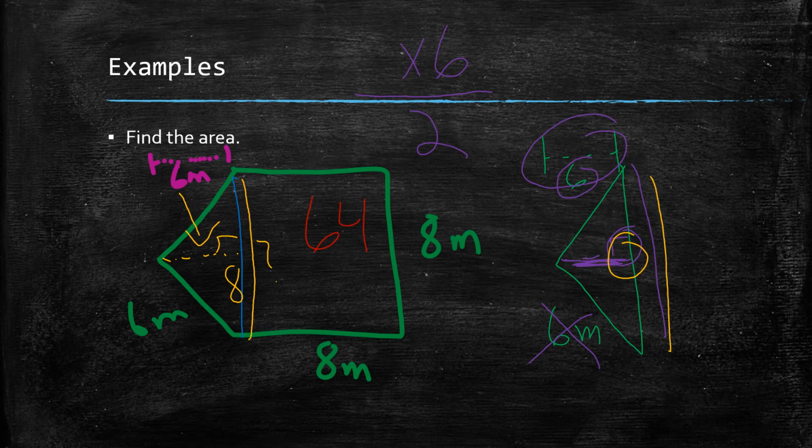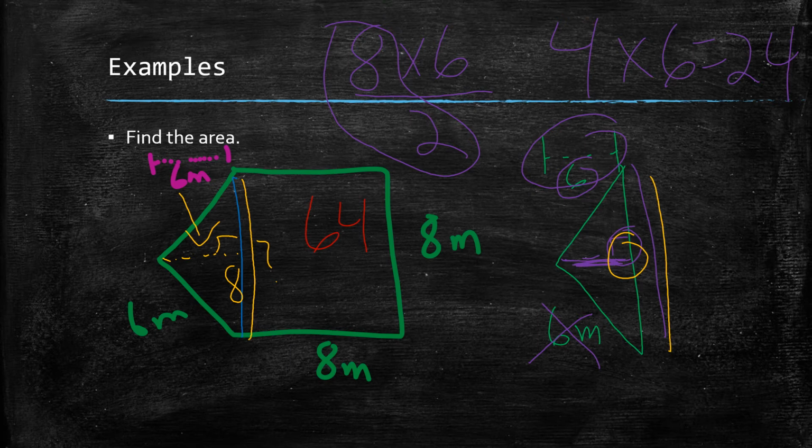So my problem is going to be 8, that's the base, times 6, which is the height. I'm going to divide that by 2. 8 times 6, you can do that. It's 48 divided by 2. But I also recommend simplifying first. 8 divided by 2 is 4. 4 times 6 equals 24. Okay, so your triangle is going to be 24.